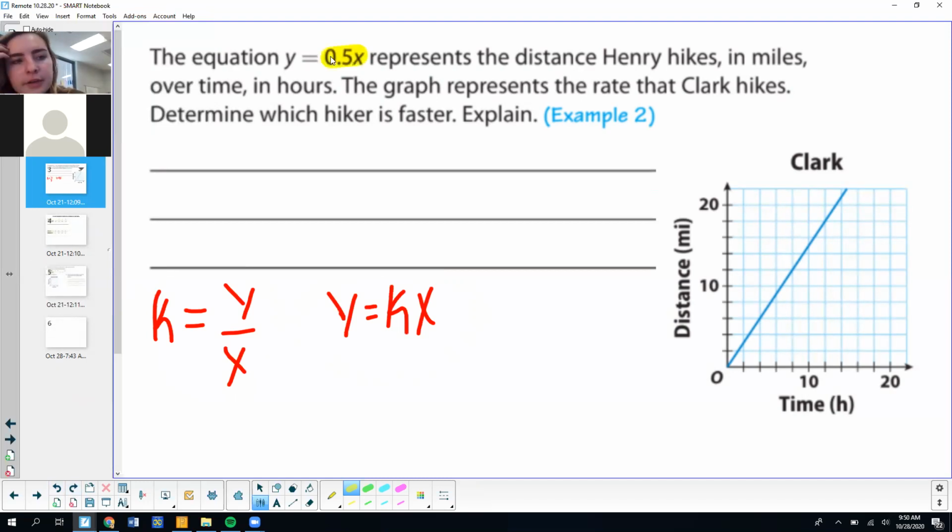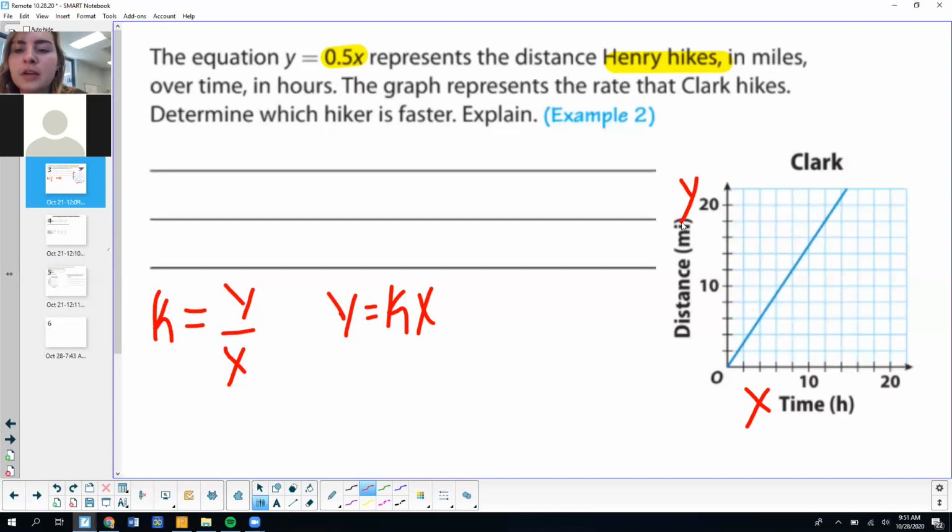All right, so Henry hikes 0.5x. So what this means is, the constant of proportionality is his pace. Time in hours is going to be our x, and distance in miles is going to be our y. So this is saying that Henry hikes 0.5 per hour, that's his pace, and that's going to result in his total distance, which is y. So that's what that equation is saying.